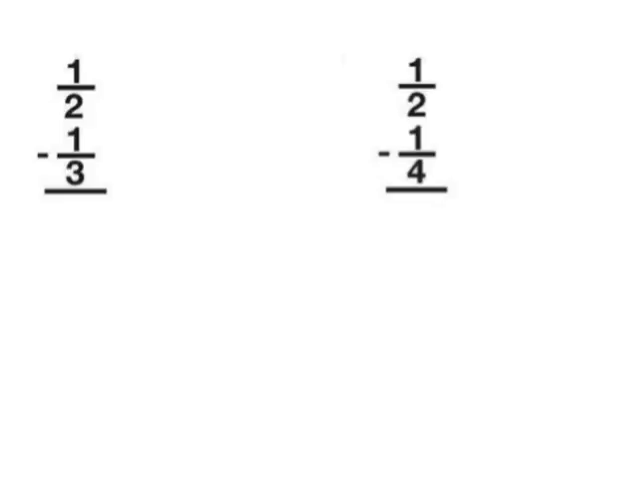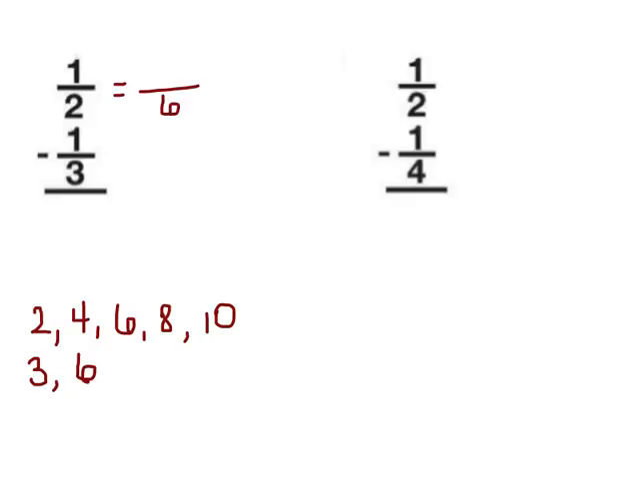So let's start with our 2's. I have 2, 4, 6, 8, 10. Let's stop there. And let's do our 3's. 3, 6. Oh, no need to go any farther. I see my 6's. So I'm going to go up here and set my fraction equal to 6's. And I ask myself, 2 times what is 6? That would be 3. So 1 times 3 is 3.